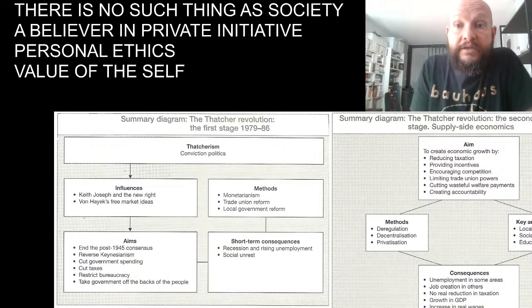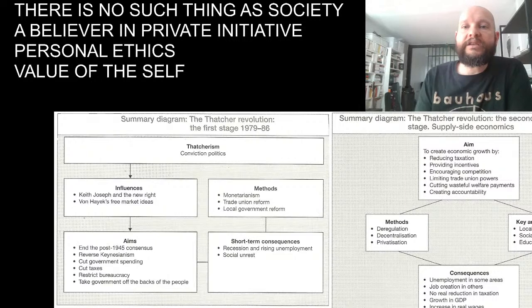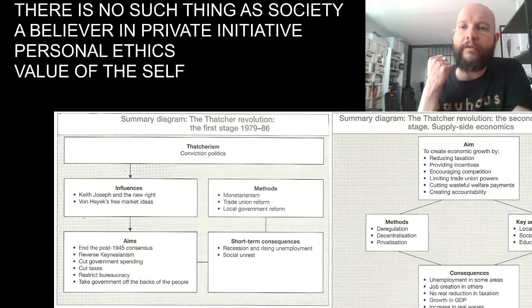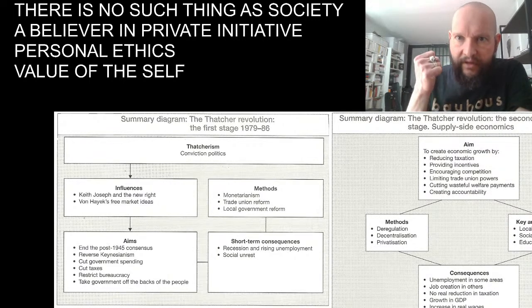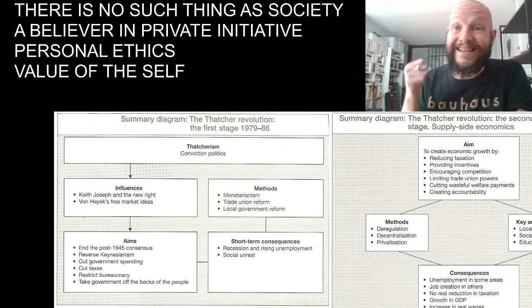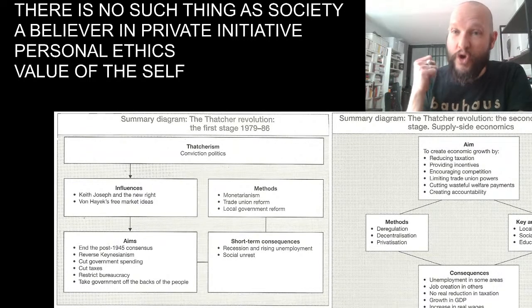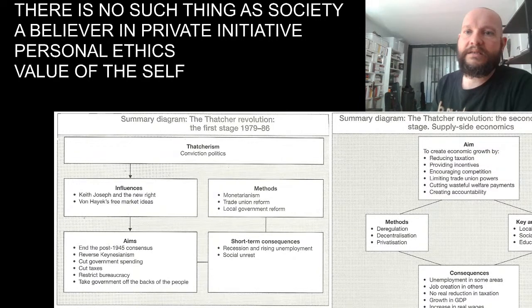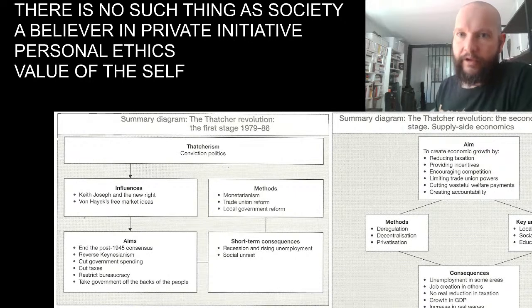So she certainly was a person of conviction. She certainly was a person that was strongly committed to the liberal values, the values of the self, the value of individualism. She was anti-socialist. She was a huge critic of socialism, and she was absolutely in hatred with communism.